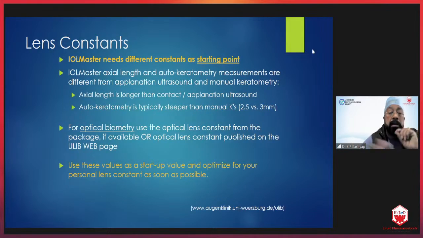With the IOL Master, yes, you will have to start, but you must remember that the axial length is longer than with contact or applanation ultrasound biometry, because it is not touching the eye at all. And autokeratometer readings are typically steeper than the manual one. For optical biometry, you can start with the optical lens constants from the package, or if you do not know the optical constant of that lens, you can check the ULIB web page. It's all given there. So you'll have to optimize your own personal A constant, and once done, it will last for a long, long time.